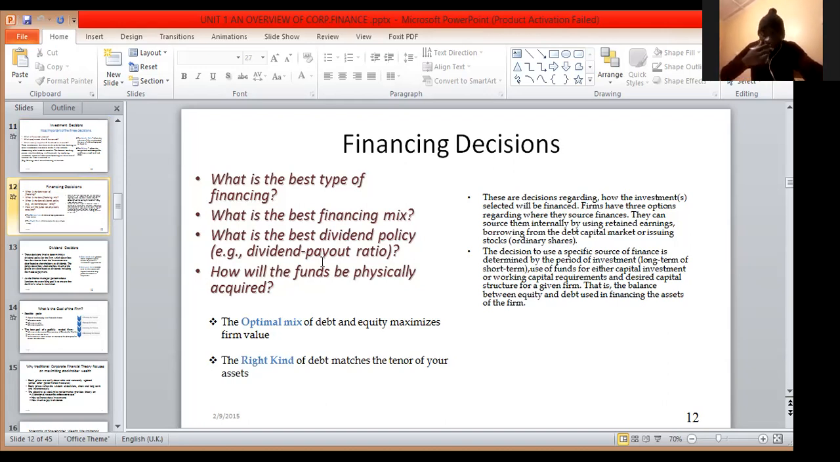Now, you also need to know, if you want to raise money, how will this money physically be acquired? How are we going to get this money? So that must be considered at the financing decision time. Okay?